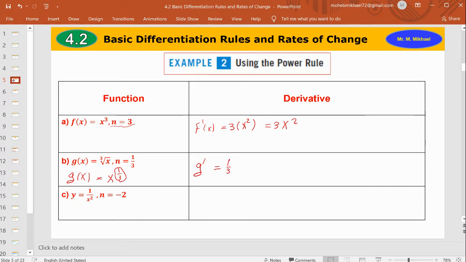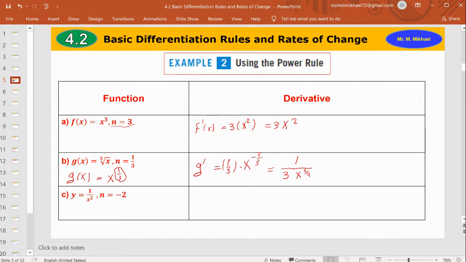That's 1/3 times x to the power, you reduce the original power by 1. Guys, what is 1 over 3 minus 1? 1 over 3 minus 3 over 3. That's negative 2 over 3. And now you need to simplify your derivative. You create a fraction bar, you keep the 1 on the top, you put this 3 down, and you bring this negative exponent down in order to be a positive exponent. So it's 1 over 3x to the power 2/3.